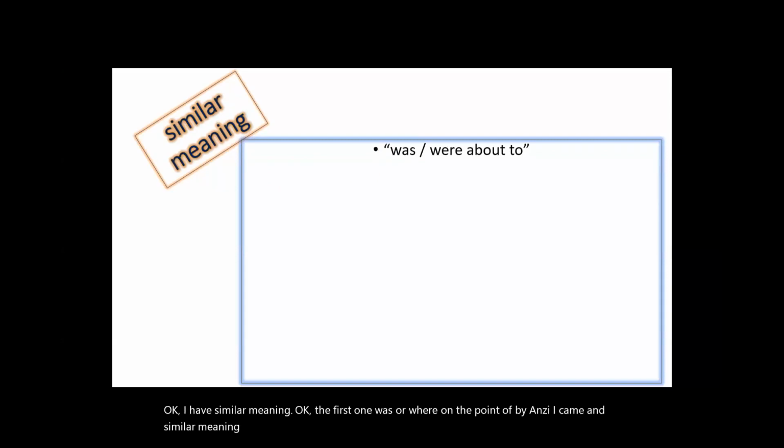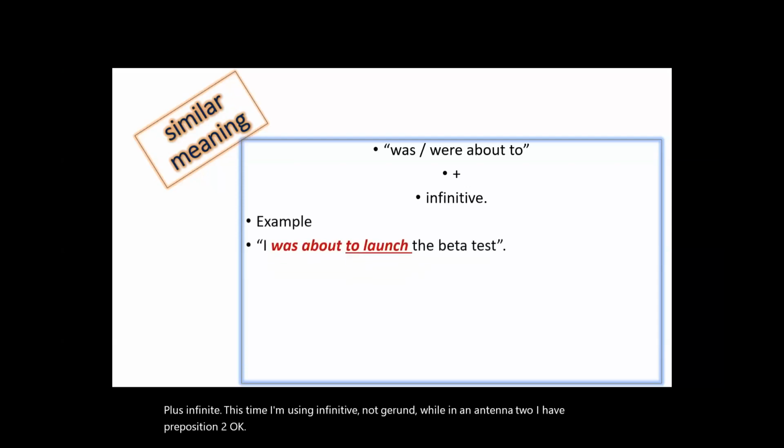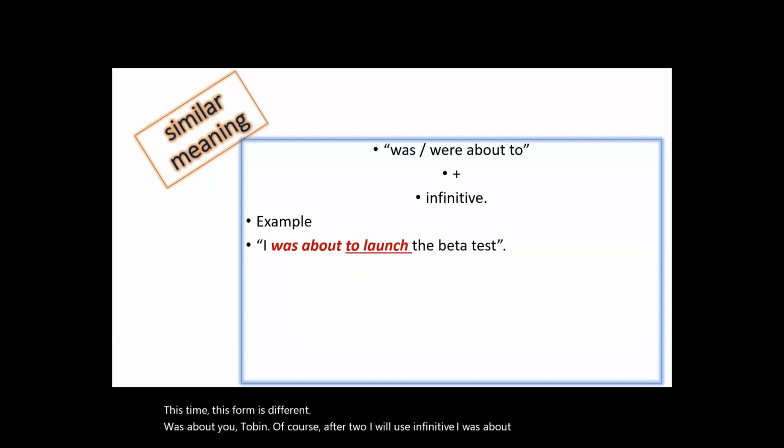Okay, was or were about to plus infinitive. This time I'm using infinitive, not gerund. Why? لأن أنا عندي هنا to, I have the preposition to. For example, I was about to launch the beta test. أي نفس الجملة اللي فاتت بس this time the form is different. غيرت الفورم نفسه. Was about to. Of course after to I will use infinitive. I was about to launch the beta test, but what happened?